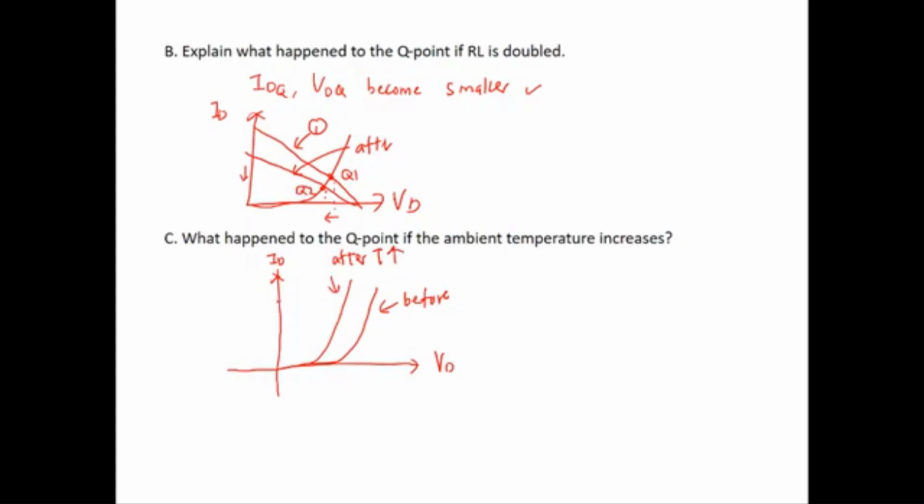So what happens? Let's say we draw the load line. So the difference of the Q point: the VDQ is smaller, but the IDQ becomes higher. Okay, so this is the answer.